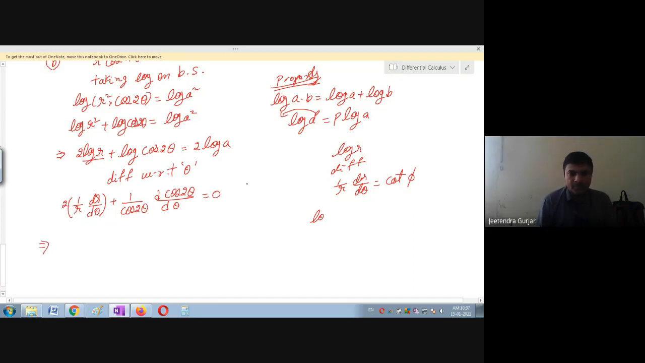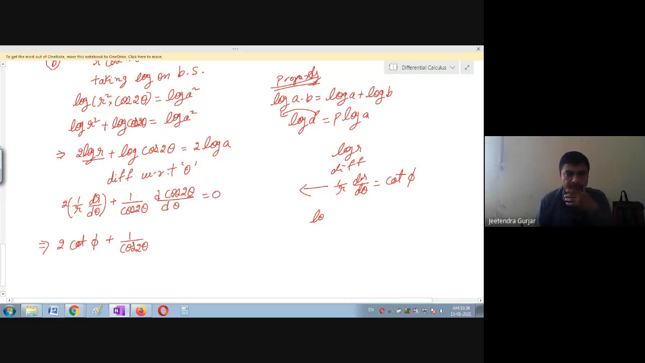I will substitute the formula. This we know this formula, right? This value I will substitute. It is going to become 2 cot phi plus. I will keep 1 upon cos 2 theta as it is. Okay. Can anybody tell me what is the differentiation of cos 2 theta?